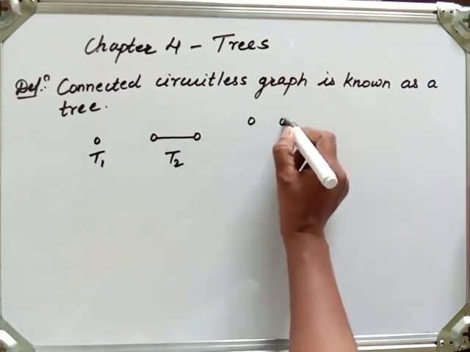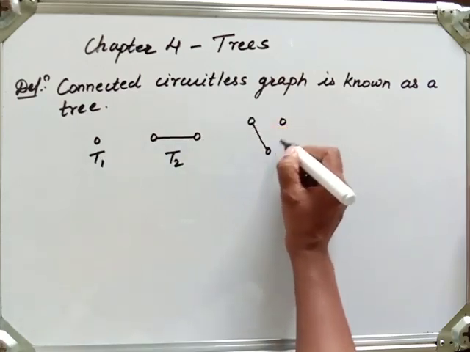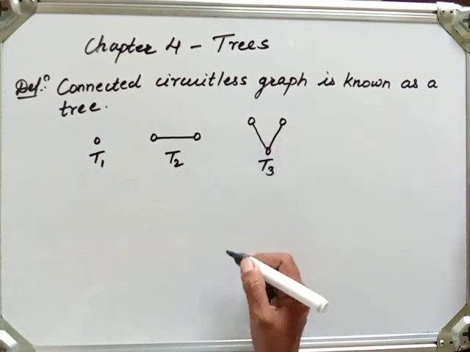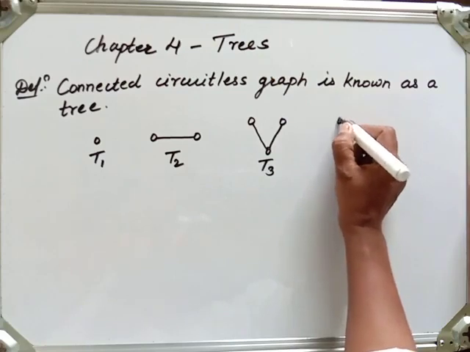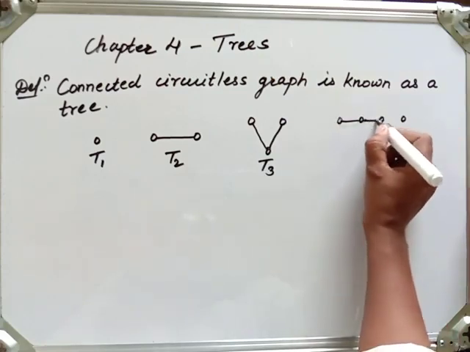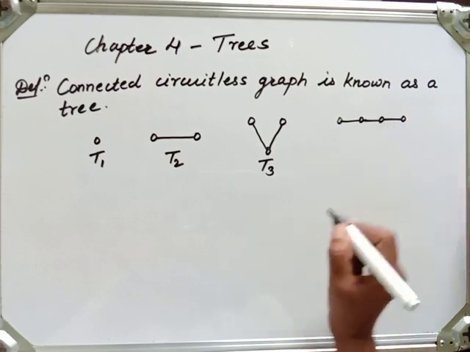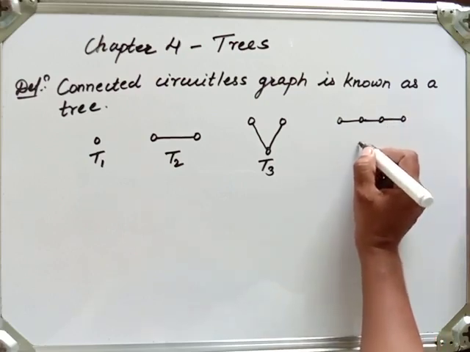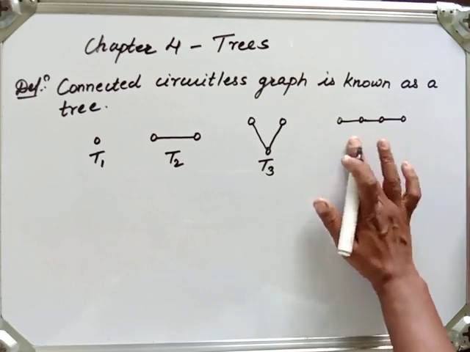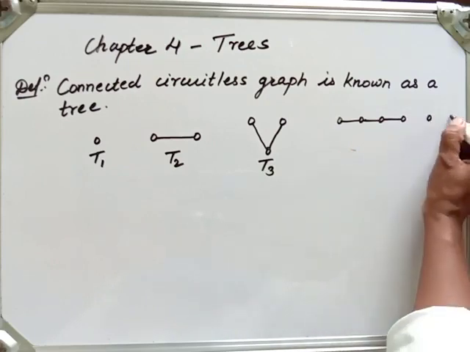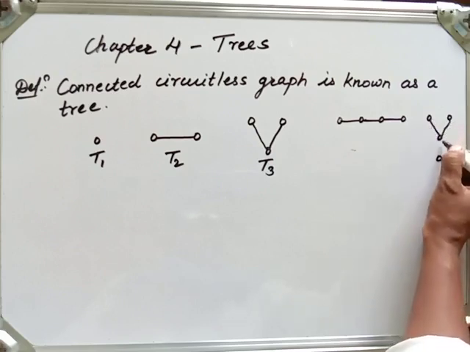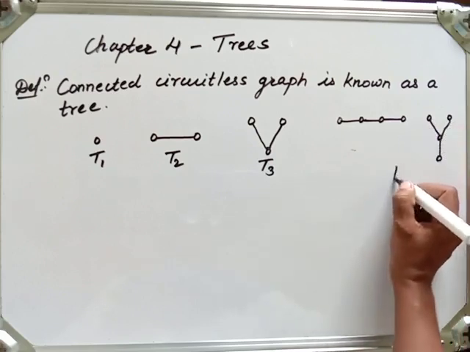If we take 3 vertices, then there are 2 edges. This is T3. This is also a circuitless graph. If 4 vertices are there, then we can join them as such. They are connected but circuitless. Also, it can be done as such. Another way to do it with 4 vertices is this one. This is also another way.